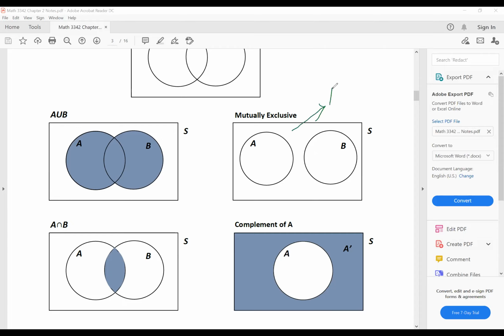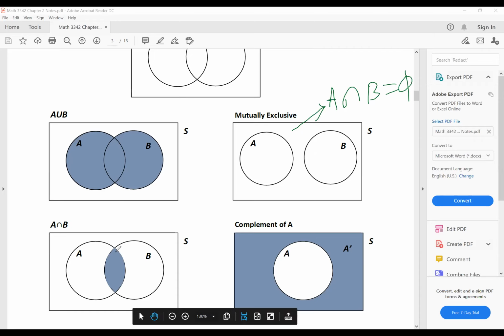So that means A intersection B is empty. They do not have any common outcomes. And this is A intersection B. There is some overlapping part, so that means they have some common outcomes. This overlapping part is the common outcome between A and B, so this is the intersection of A and B.